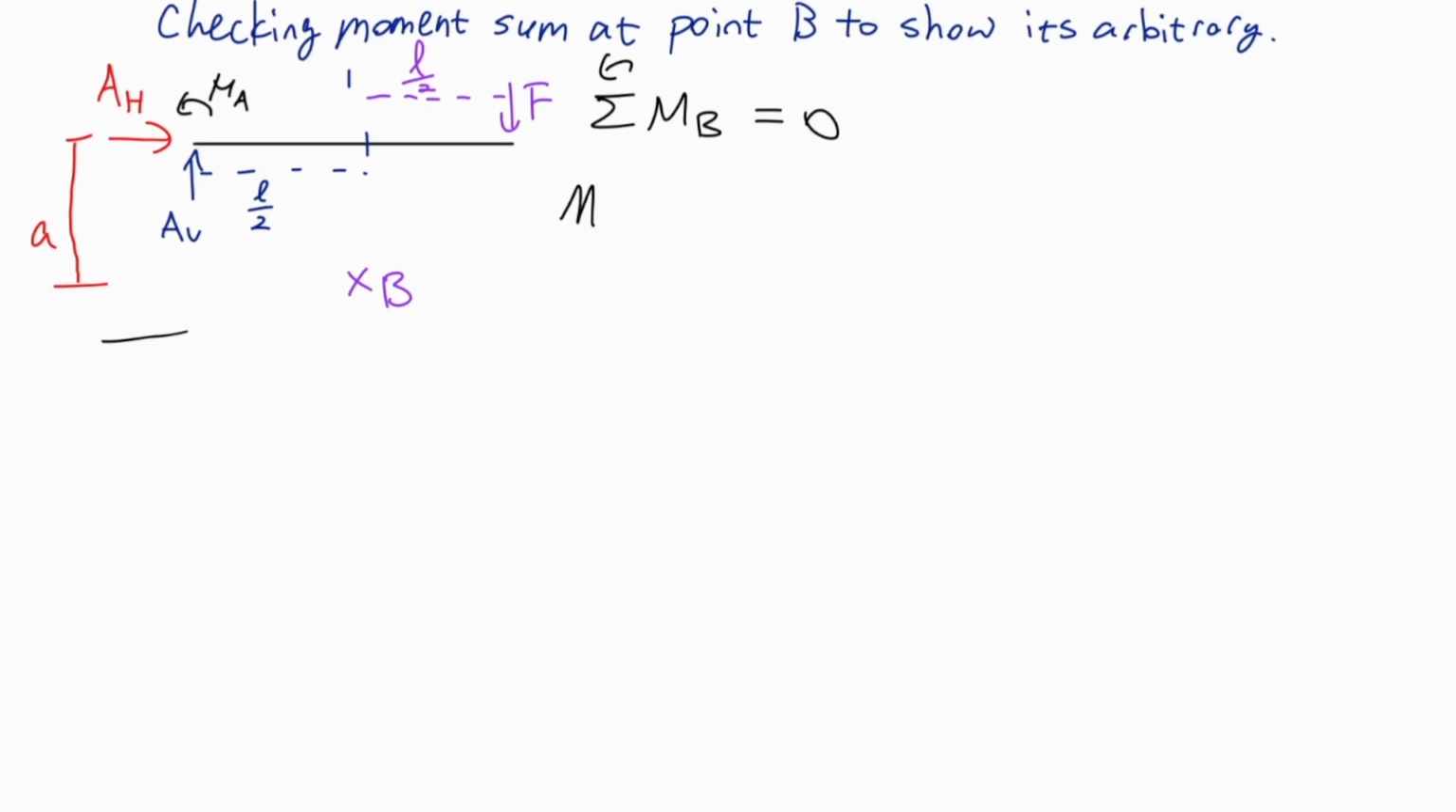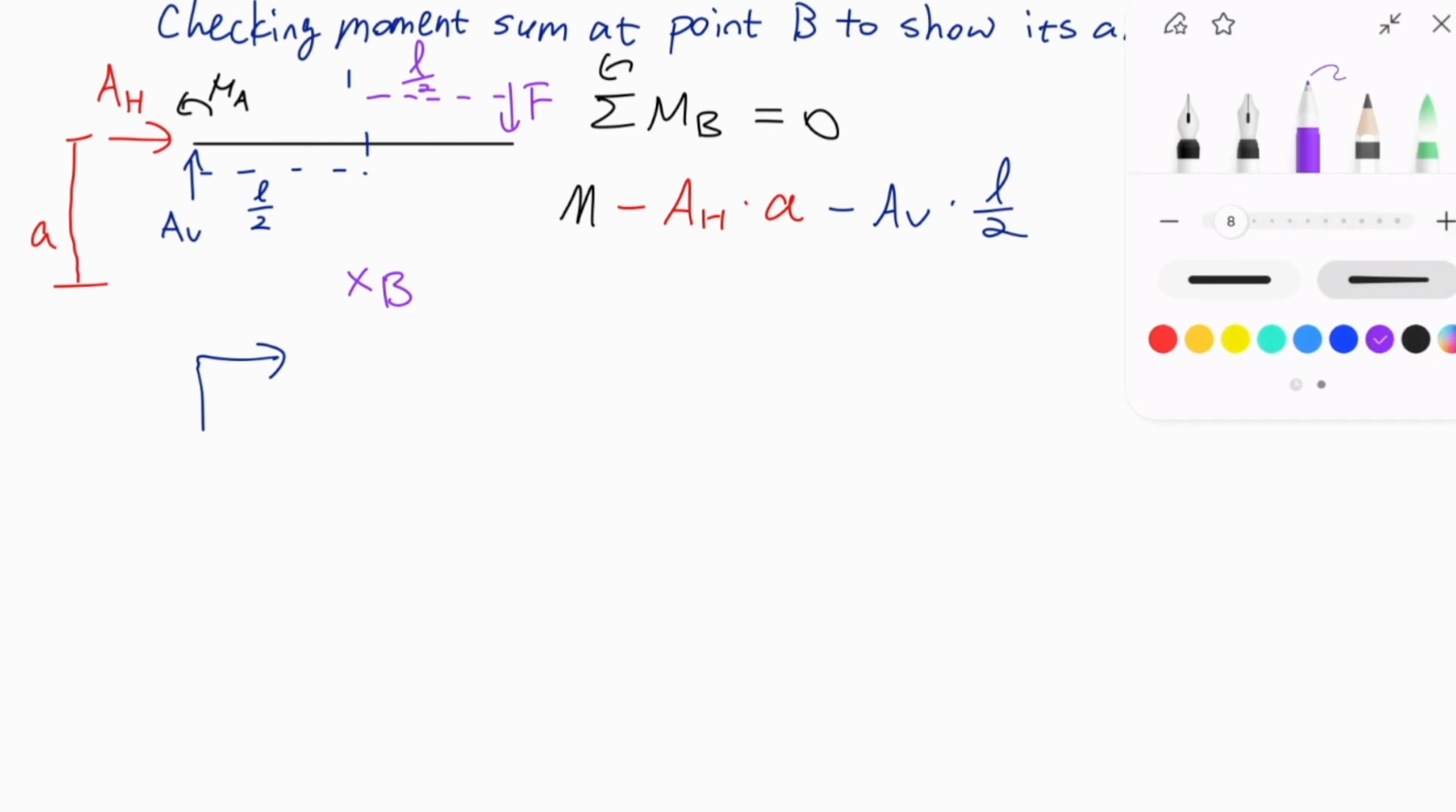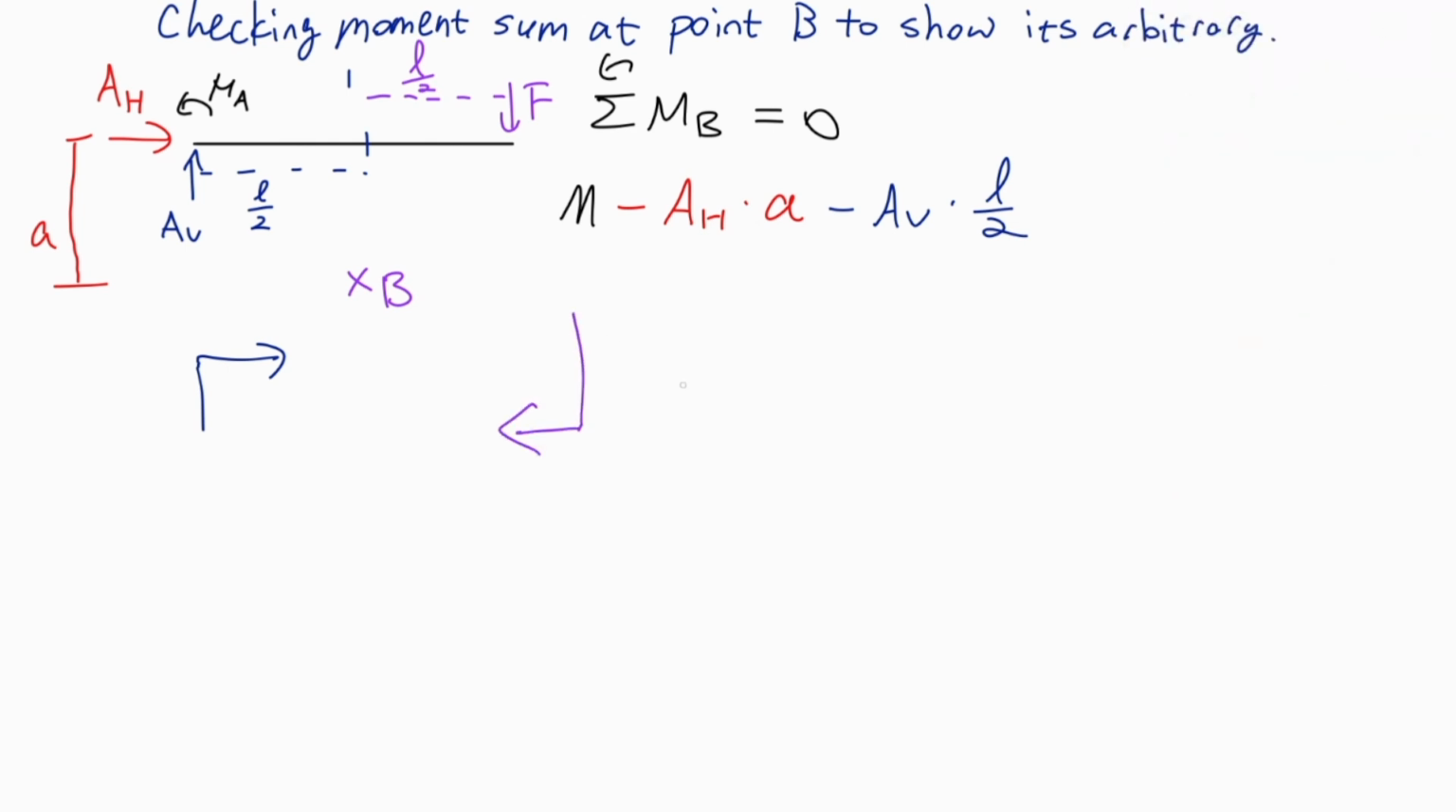Okay, so we have M positive. AH crosses this distance, that would be negative, right? So minus AH times a. AV goes upwards and then crosses this distance. It's this side, once again negative, minus AV times L half, right? And finally, the point force F. So point force F points downwards, crosses this direction. It is once again negative, minus F times L half.